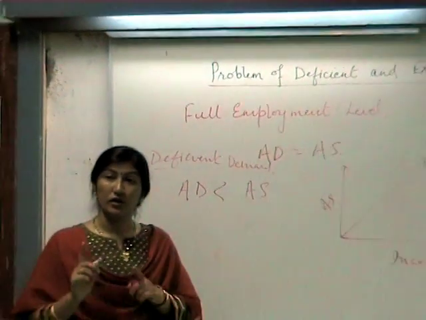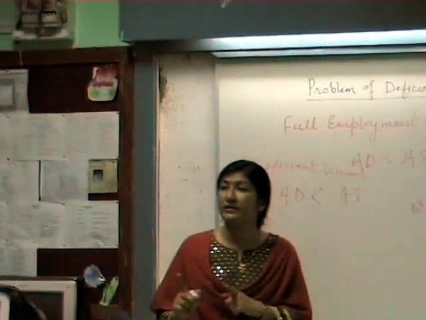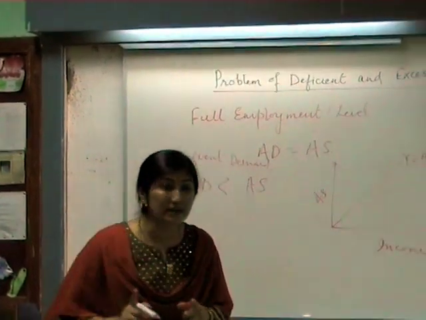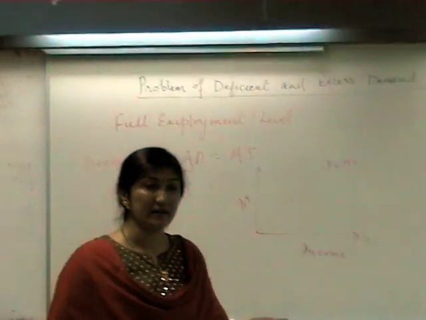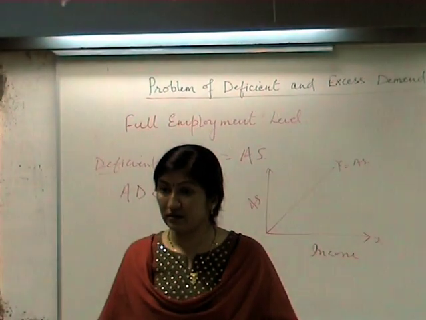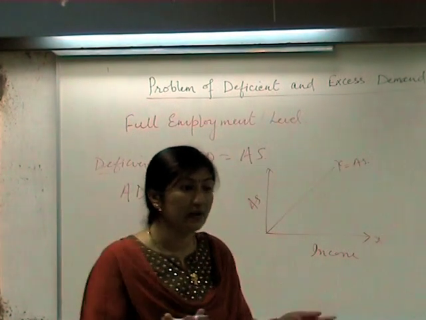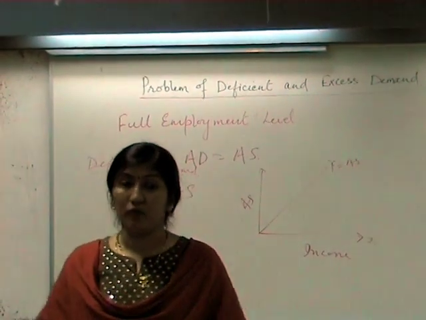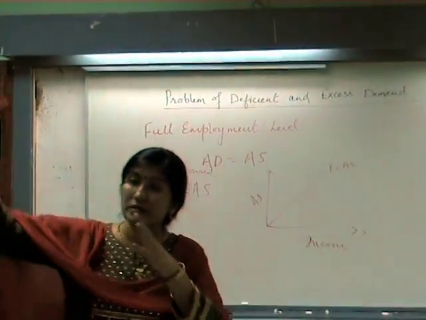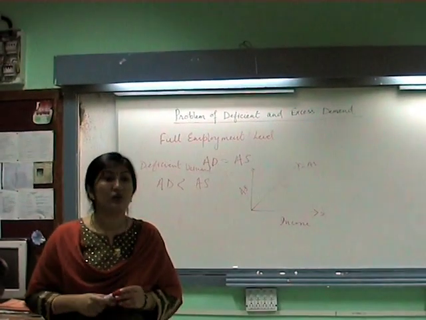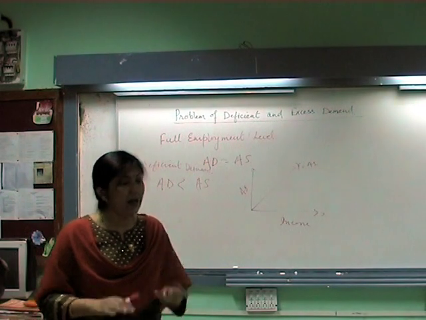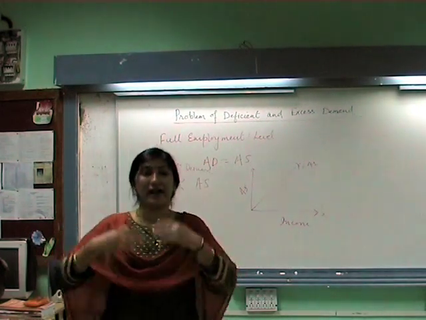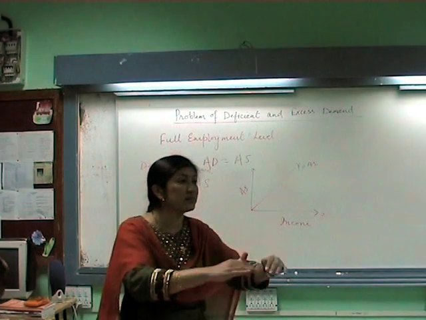Means goods and services are available in the economy, but people are not demanding them. There may be many reasons. They may not have money. Now what will happen in this case? Since people are not demanding, what will the producers do? Will they go on producing? No, they will stop production. Okay? And since the demand is low, they will try to attract people by reducing the prices.